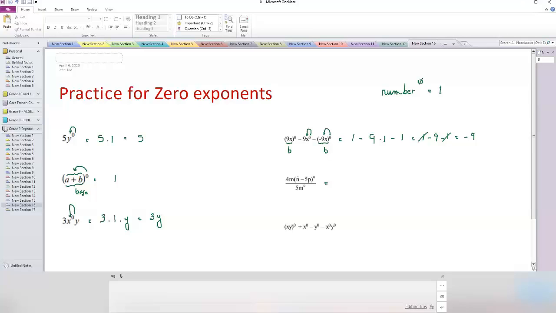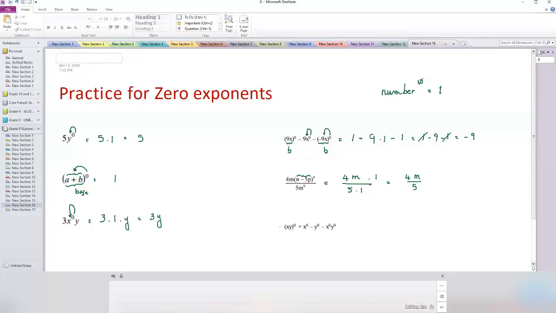Next, again, anything inside the bracket is affected by 0. That means 4m stays as it is, times 1, over 5m to the power of 0. The 0 affects only the m. That means 5 times 1. That means at the end, it's 4m over 5.